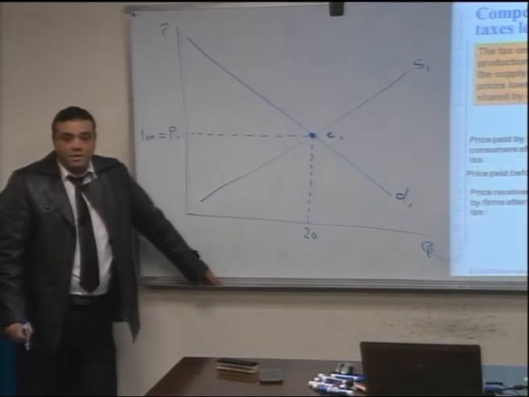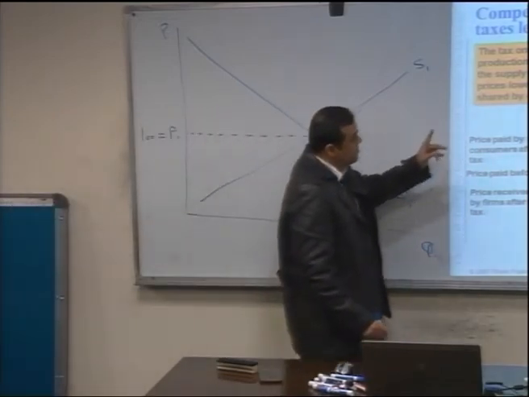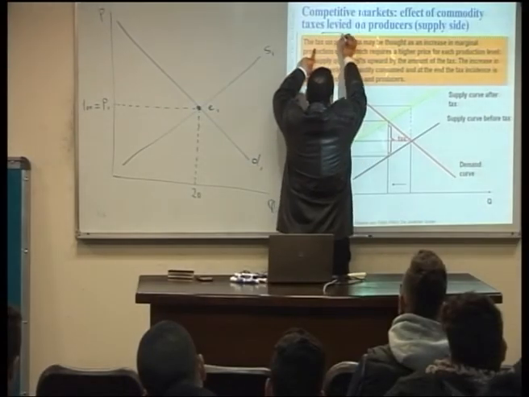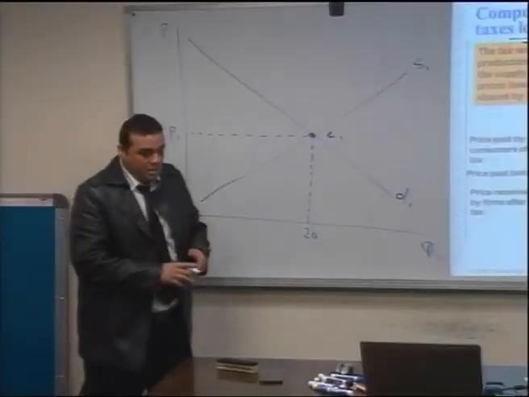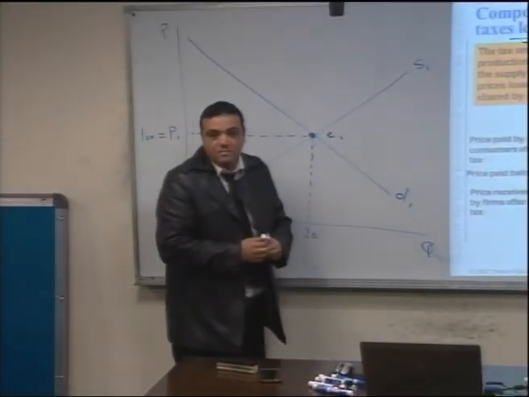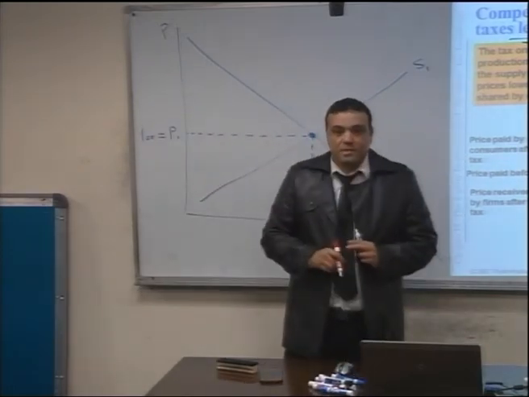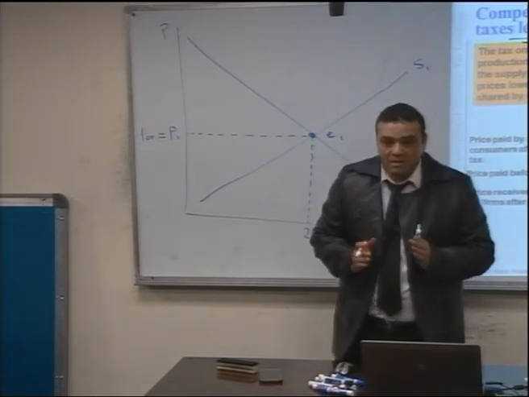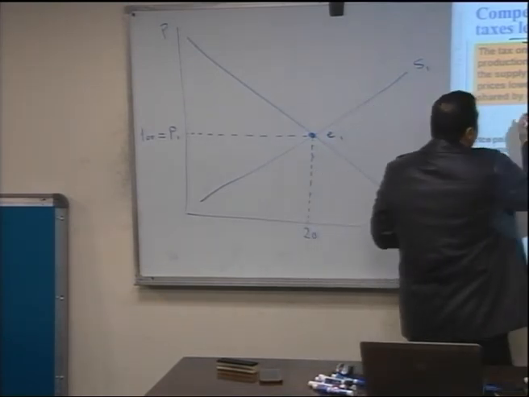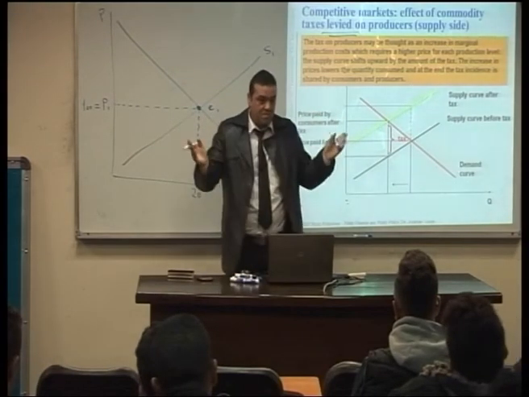Tamam? Now, according to our assumption, the government levies the tax on the producers. Where do we put the taxes? On the producer. As the tax is imposed on the producer, this means that the marginal cost increases.